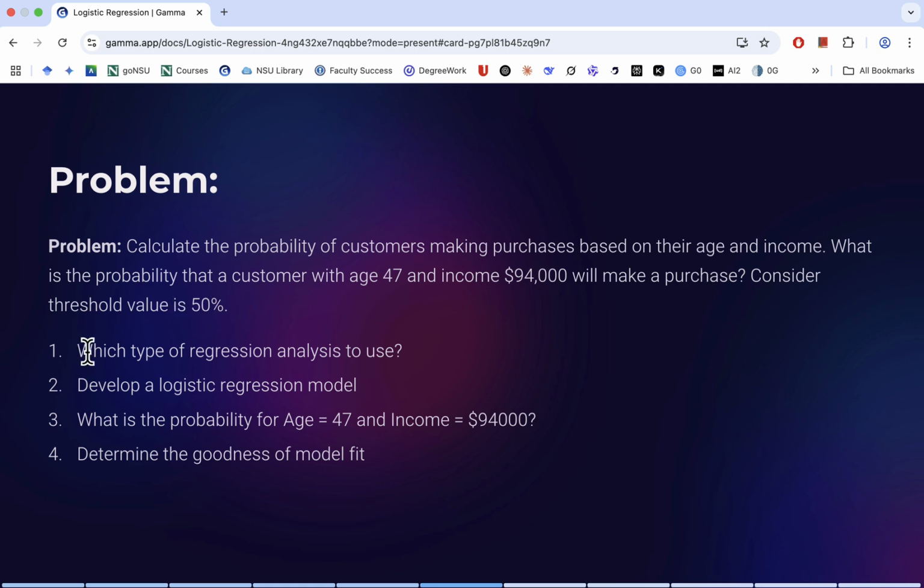And these are our questions. Which type of regression analysis to use? Should we use linear regression or logistic regression? In this case, our dependent variable is customer making purchase. Two binary outcomes are possible, making a purchase or not making a purchase, and therefore logistic regression will be used for this purpose. Second question is, develop a logistic regression model, and the third question is, what's the probability for age 47 and income 94,000, and last, determine the goodness of model fit.